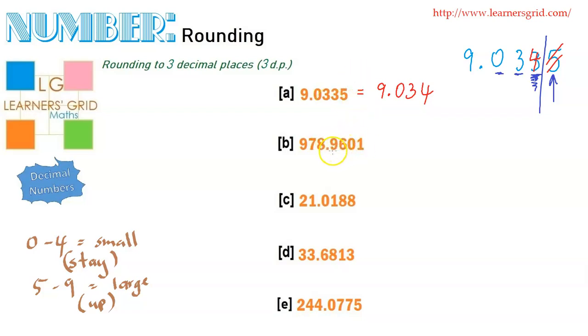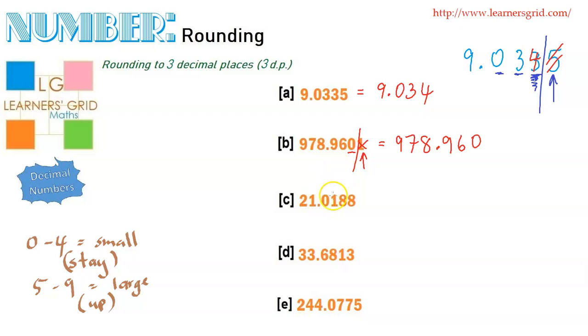Let's have a look at question B. Again, where is the 3rd decimal place? Well, that's here. So the cutoff, if you like, is here. So here is our indicator digit. It's a 1. Now 1 is small. So this 0 stays as it is, and then we don't need the 1 anymore. So 978.960, and that's it.